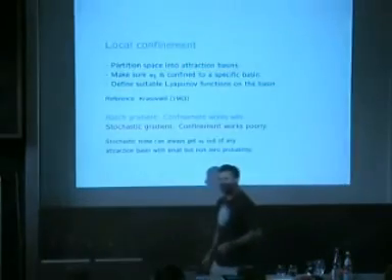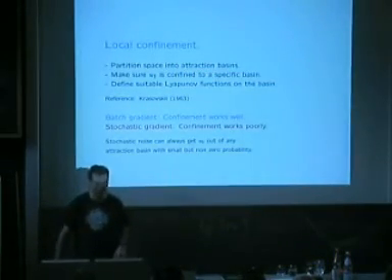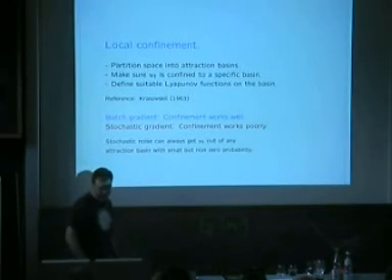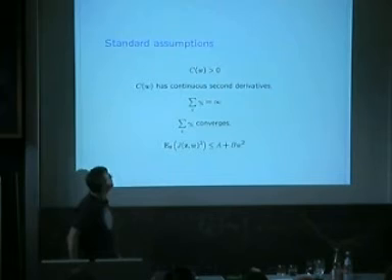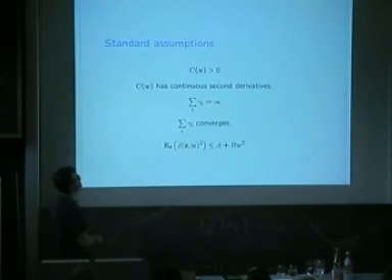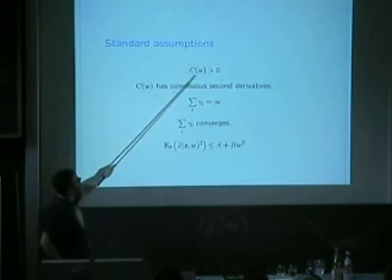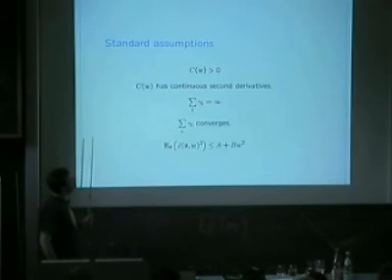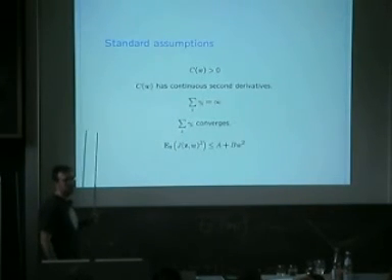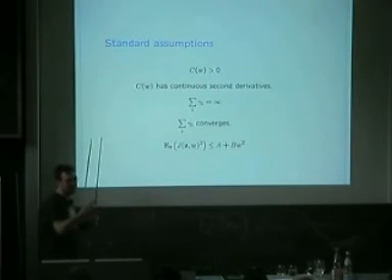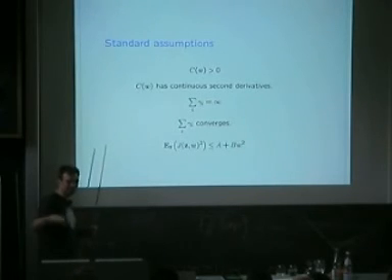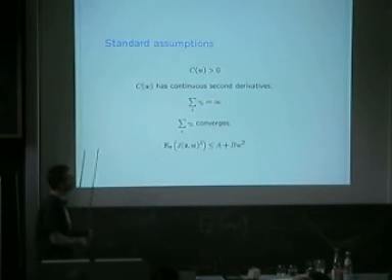And of course, you could do quasi-confinement. A lot of things that are quite mean. So I'm going to start with the standard assumptions. I'm going to say that there is a cost, it's positive. I'm going to assume it has continuous second derivatives. But the loss function, if you remember, has to allow derivatives, differentiable everywhere except maybe on a zero measure set.